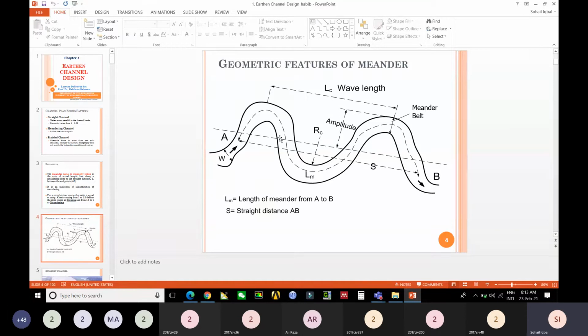This meandering of ours, is it favorable or not? Does it have positive impacts or negative impacts? Children, what do you think about it? It should be or it should not be?